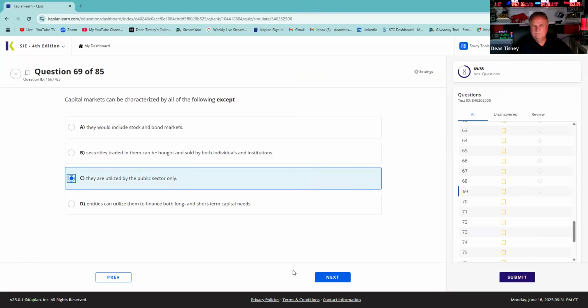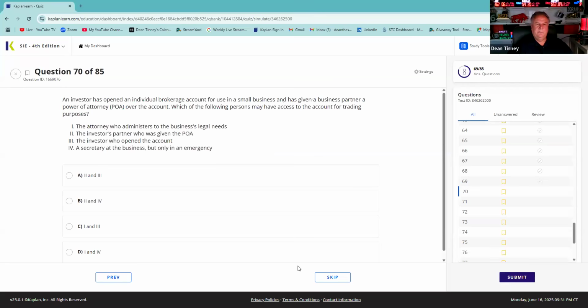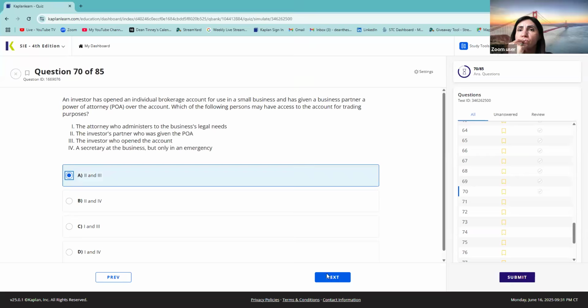An investor has opened an individual brokerage account for use in his small business and has given a business partner a power of attorney over the account. Which of the following persons may have access to the account for trading purposes? So the person with the power of attorney, obviously. Right on. That's absolutely correct. And then the investor who opened the account. Right on. 2 and 3, right? He still has control of his own account.